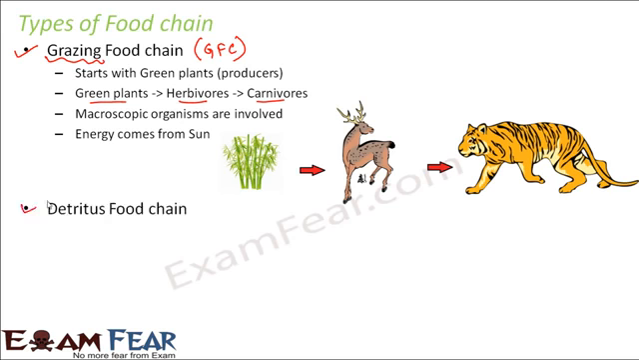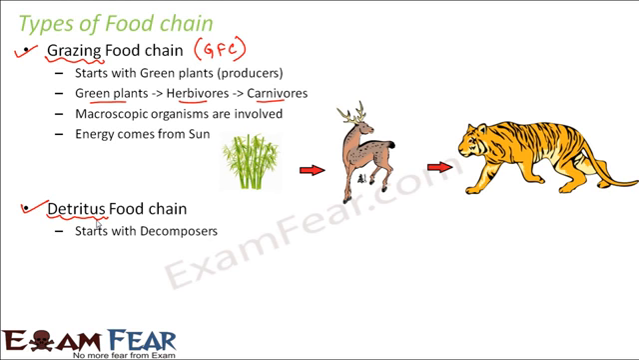The next type of food chain is the detritus food chain. Detritus is dead and decaying remains. That is the dead plant and animal remains. This detritus food chain will involve the decomposers. Here it will start with the decomposers, which are also termed as saprotrophs. So these decomposers, what do they do?